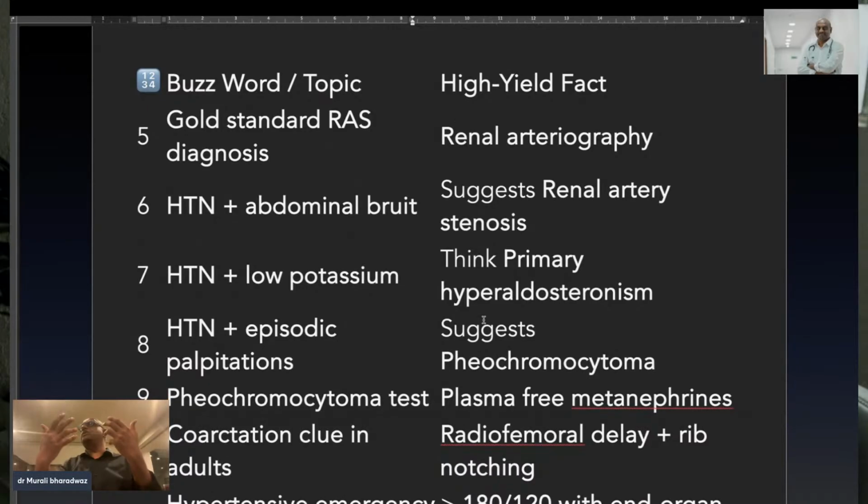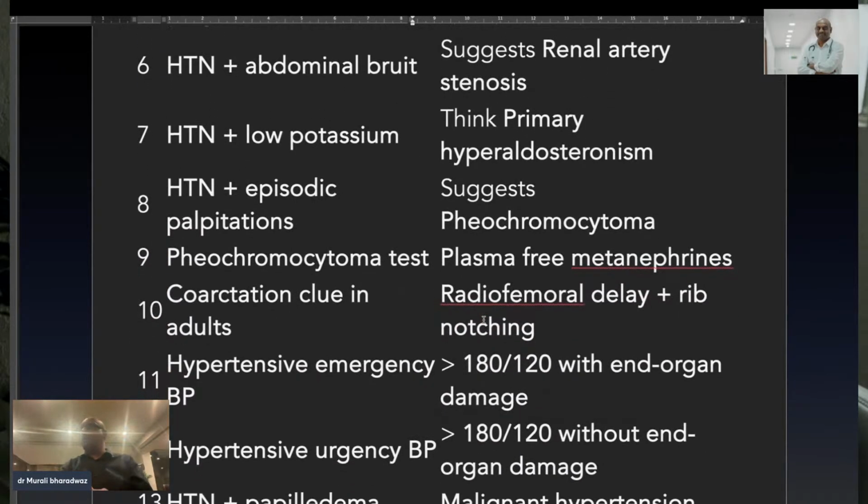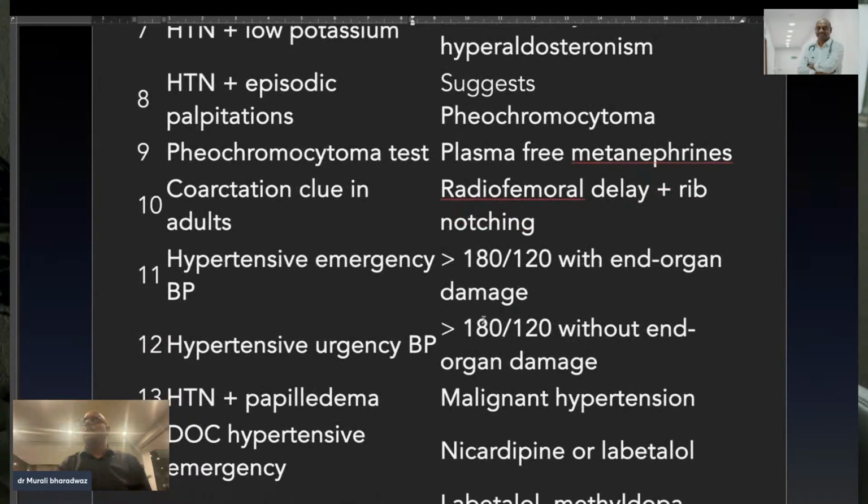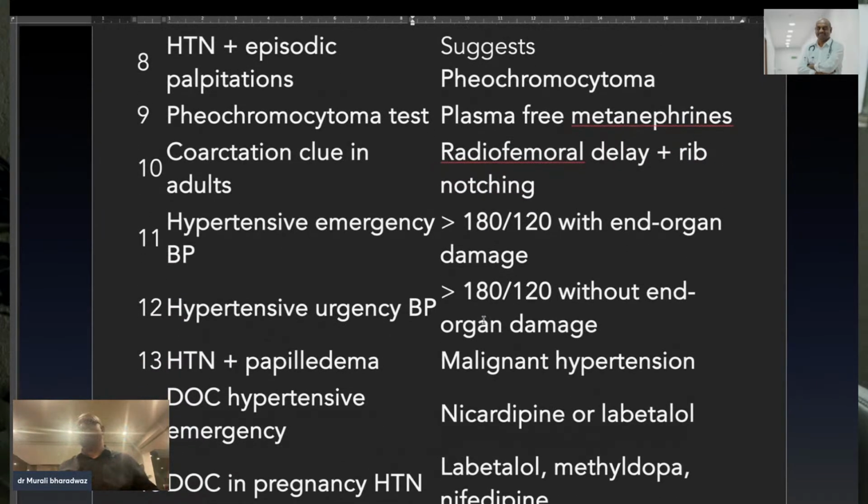What is the best way to diagnose renal artery stenosis? Renal arteriography. Whenever hypertension with abdominal bruit, think of renal artery stenosis. Hypertension with low potassium, Conn syndrome, primary hyperaldosteronism. Hypertension with episodic palpitations, pheochromocytoma. And what is the test for pheo? Metanephrines.